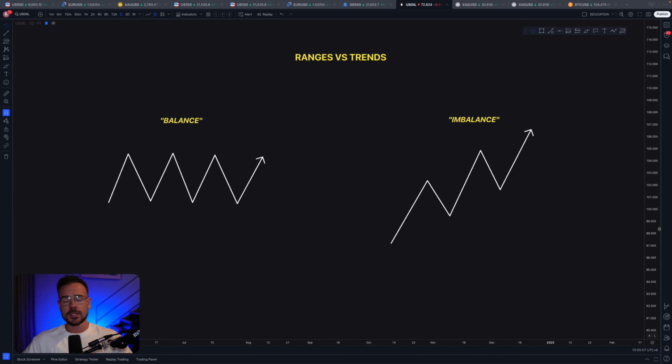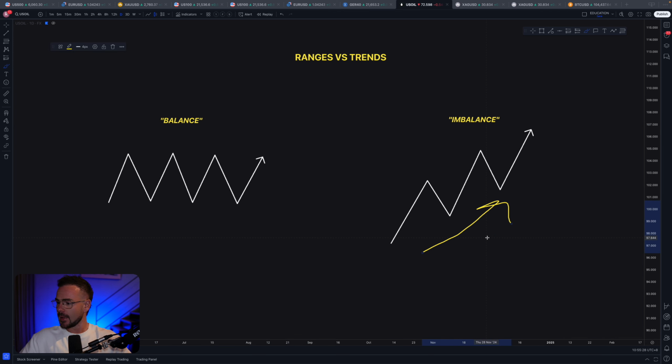All right, now it's time to look at some market environments. Okay, and essentially there's two main types of market environments. There's ranging and trending environments. Okay, and we can look at a ranging environment as balance. Okay, it's equal balance between buyers and sellers, meaning price will range. Whereas we have a trending market, which is an imbalance between buyers and sellers.